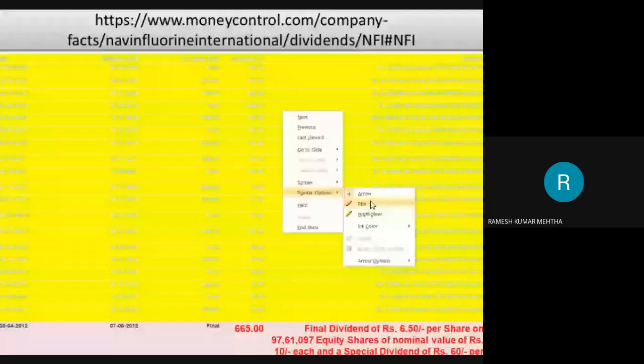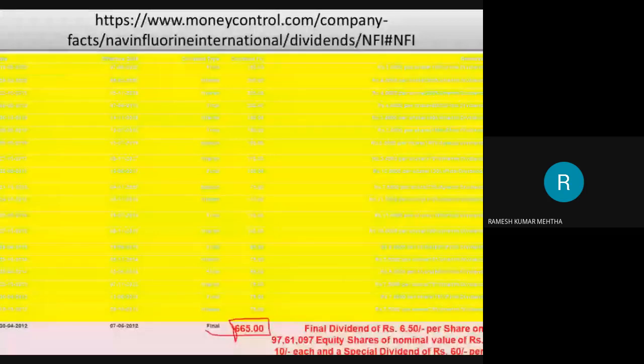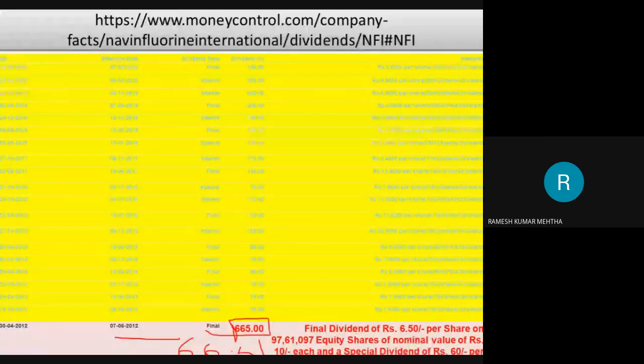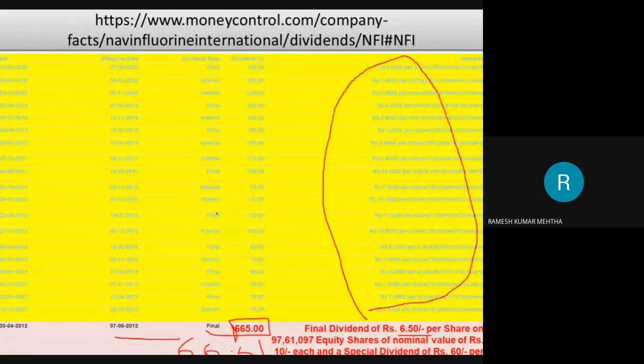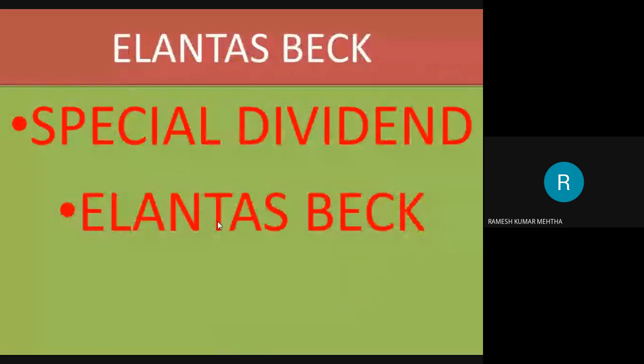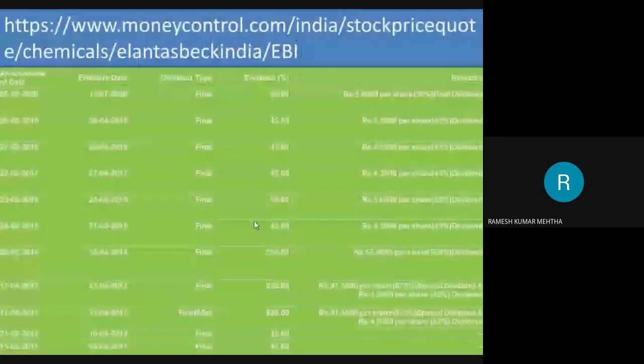Next one is special dividend declared by Navin Fluorine. If you look at this slide, it gives you an understanding about the special dividend declared by Navin Fluorine in the year 2012, which is 66 rupees 50 paise, and the normal dividend also they have declared in that year of 6 rupees 50 paise, and an interim dividend was also there, and the dividends declared over the period of time.